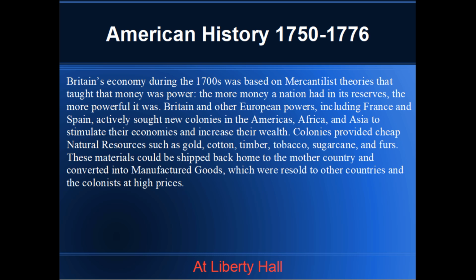Colonies provided cheap natural resources such as gold, cotton, timber, tobacco, sugarcane, and furs. These materials could be shipped back home to the mother country and converted into manufactured goods, which were resold to other countries and the colonists at high prices.